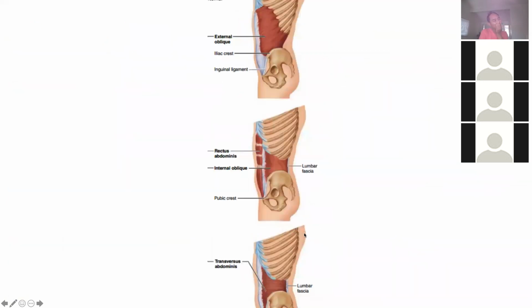Oh, okay, so it is originating from the iliac crest. It is originating from the posterior lumbar fascia, and it is going to the lower 4 ribs, and it is going to the aponeurosis and becomes linea alba. Okay, so that is the internal oblique muscle. As we say, external oblique is downwards and medially. Internal oblique is upwards and laterally. Yeah, so that is the internal oblique.